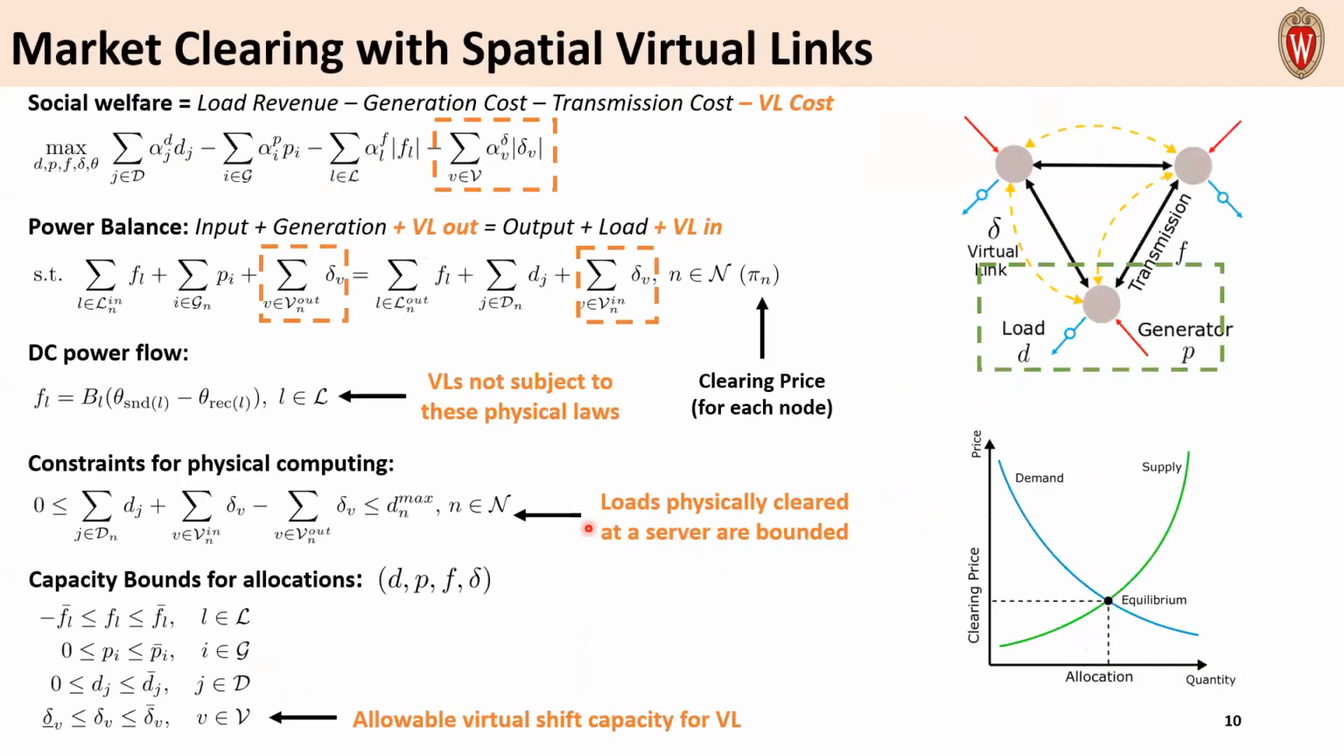Our new market clearing model now incorporates virtual links like other participants. The social welfare function here minimizes virtual link costs in addition to the original terms. The power balance constraints capture the load flow through the virtual links. The DC power flow constraints are not changed because virtual links are not involved. However, we need to include a set of new constraints here that capture the computing capacity of each single data center. Basically, the loads that are physically cleared at a machine should be bounded by the machine capacity. In the end, we include the operational range for virtual link allocations.